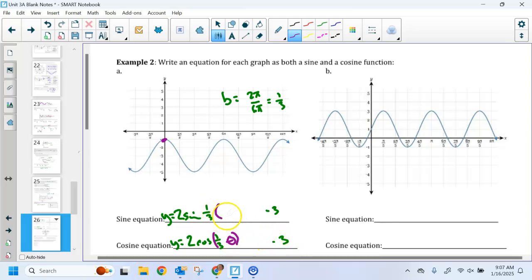Sine is a bit different because it looks like... Remember, on a core sine function, we typically start at the origin and we're heading upward.